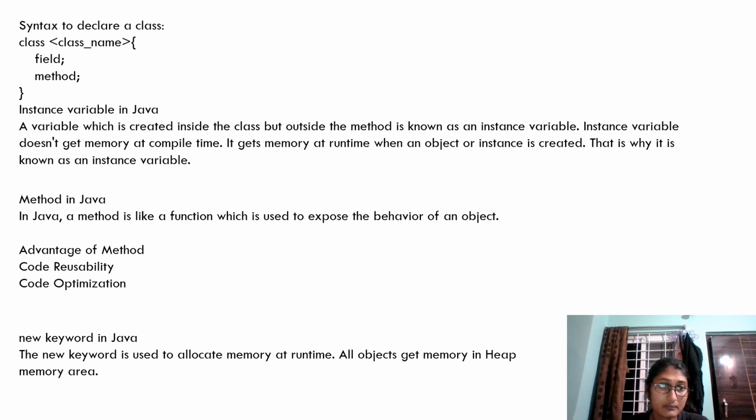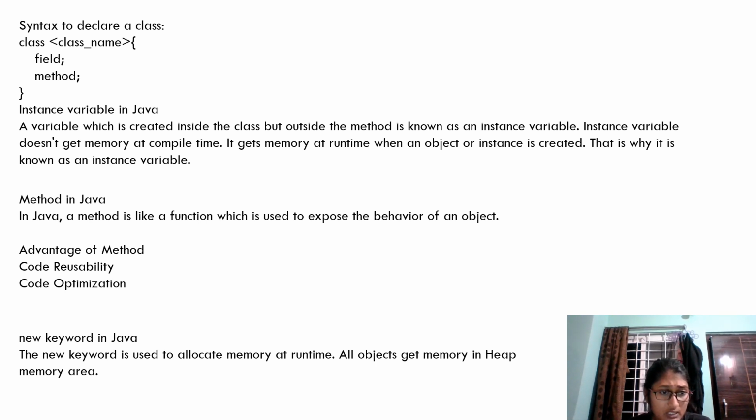In Java, a variable which is created inside the class but outside the method is known as an instance variable. An instance variable does not get memory at compile time. It gets memory at runtime when an object or instance is created. That is why it is known as an instance variable. Method in Java: a method is like a function which is used to expose the behavior of an object. Advantages of methods: code reusability and code optimization.